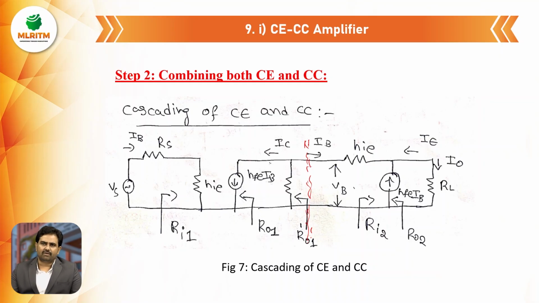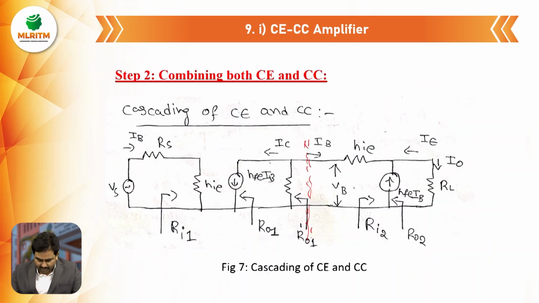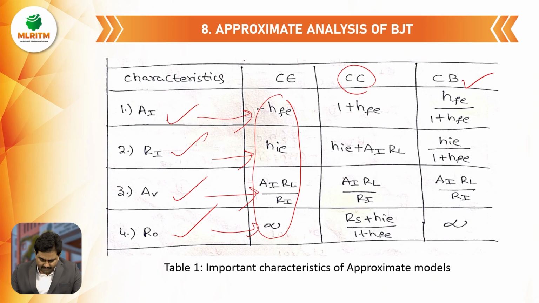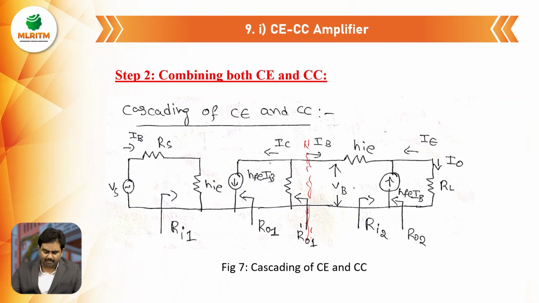In the last step, our aim is to find the voltage gain, current gain, input impedance, output impedance, etc. Those we will find, and we'll see how to write them. In this third step, the analysis of the second stage, that is the CC amplifier, formulas I have written. The analysis of the first stage, CE amplifier, formulas I have written. From where did we get these formulas? If you remember, this table of characteristics of approximate models, we had earlier tabulated these values. From here I have written them. So this is about the CE-CC amplifier cascading connection.